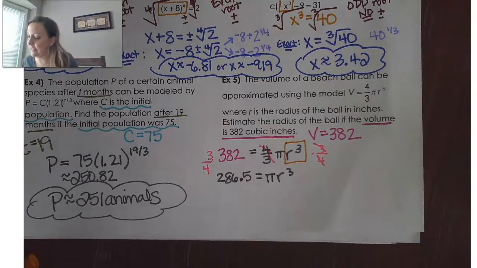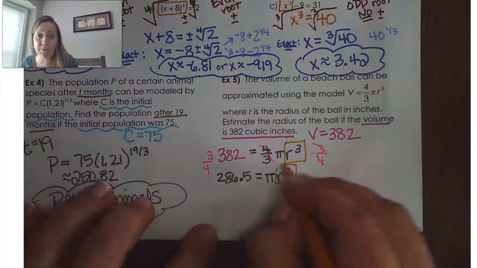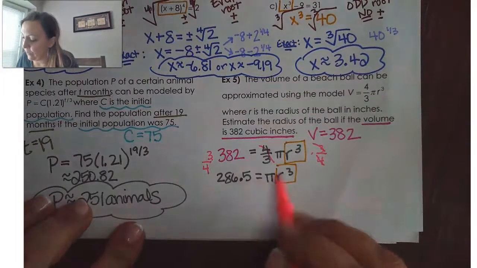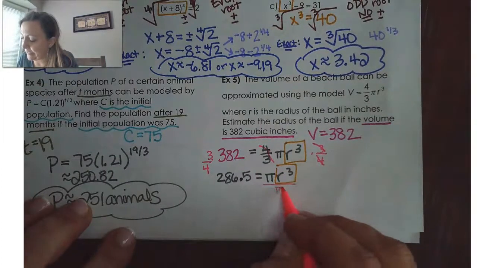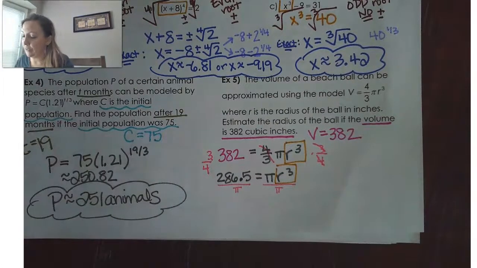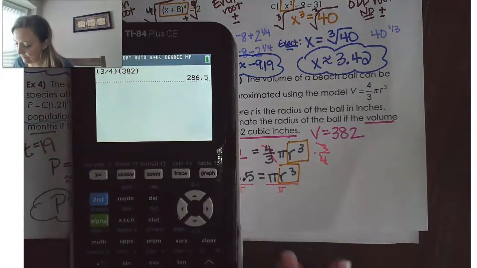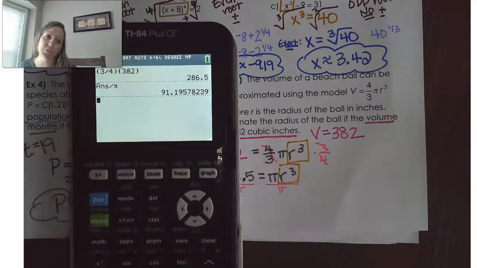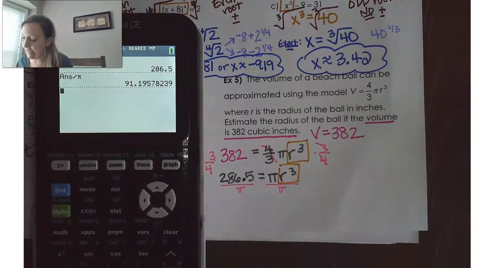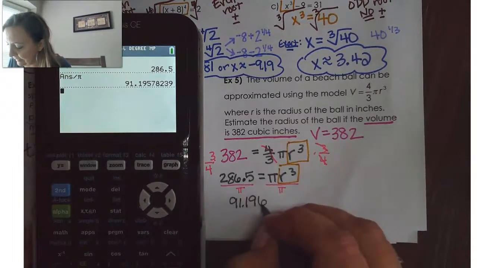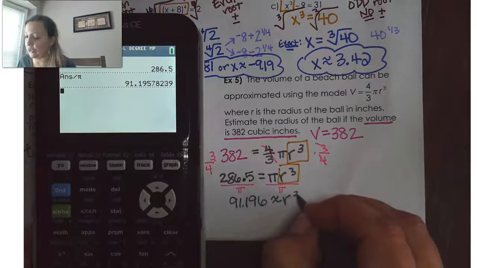Now we still have to isolate this r cubed. So what we want to do now is get rid of this pi. Well, we were multiplying by pi, so let's divide by pi. So I'm going to keep this in the calculator, and now I'm going to divide by pi. Don't use 3.14, use the pi key on your calculator, wherever that is. And I see that I get about 91.196 is equal to r cubed.